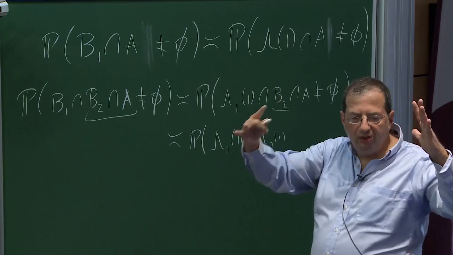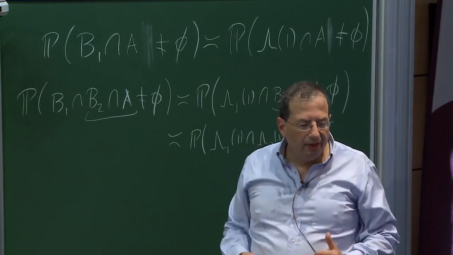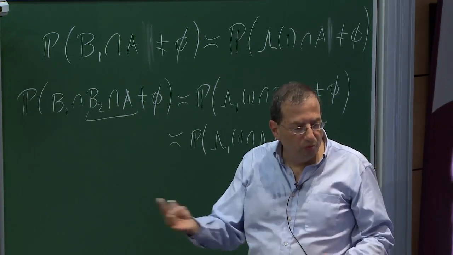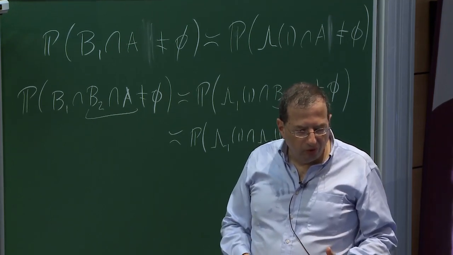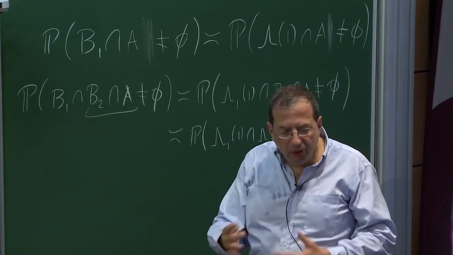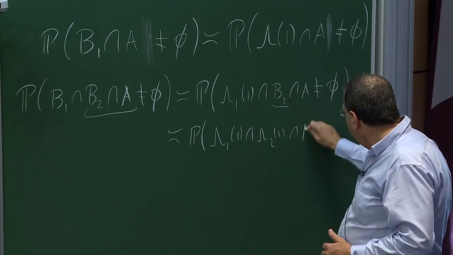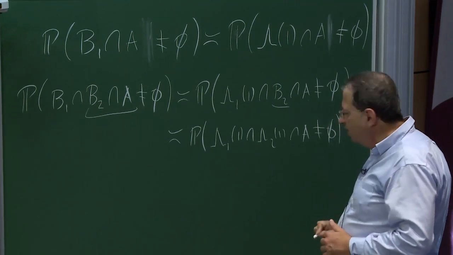So let me remind you, what is this set lambda of 1? It's very simple. You take the cube, divide it in 8, and each subcube you just keep with probability half and remove with probability half, and repeat. So that's lambda of 1. And we have two independent copies of this set. And we're still intersecting with A. Okay.